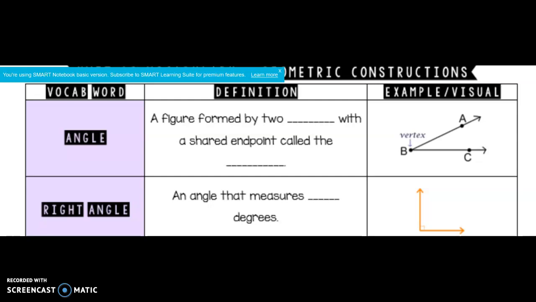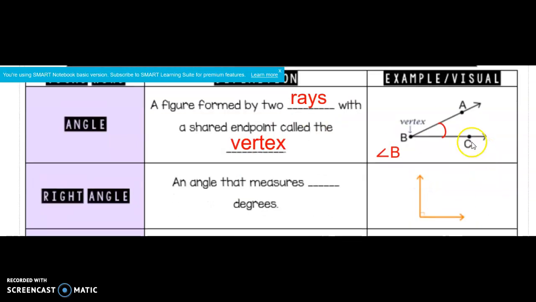Unit 10 Vocabulary. Angle: a figure formed by two rays with a shared endpoint called the vertex. So we have an angle here, our vertex, and two rays. You can see this angle as angle B, or we could see this angle as angle ABC, or angle CBA, as long as the vertex is in the middle.